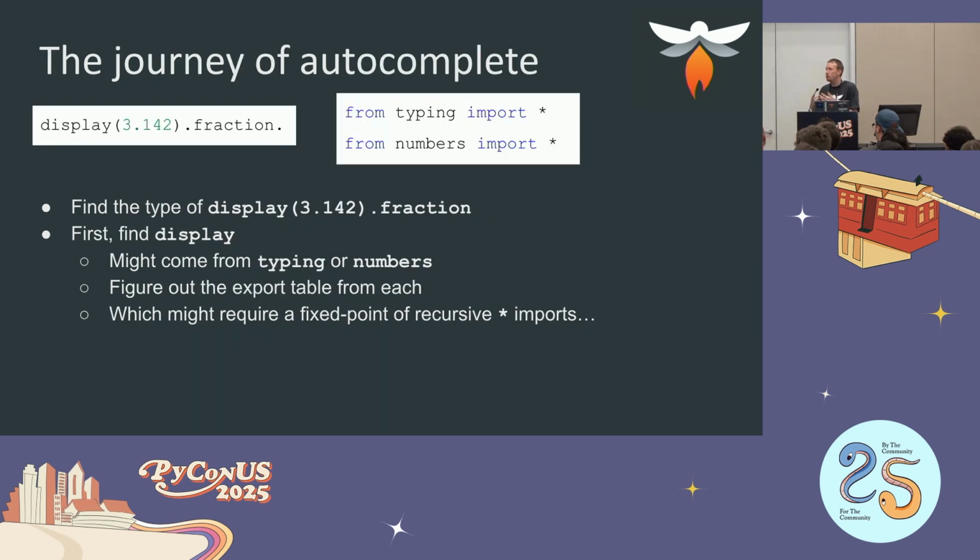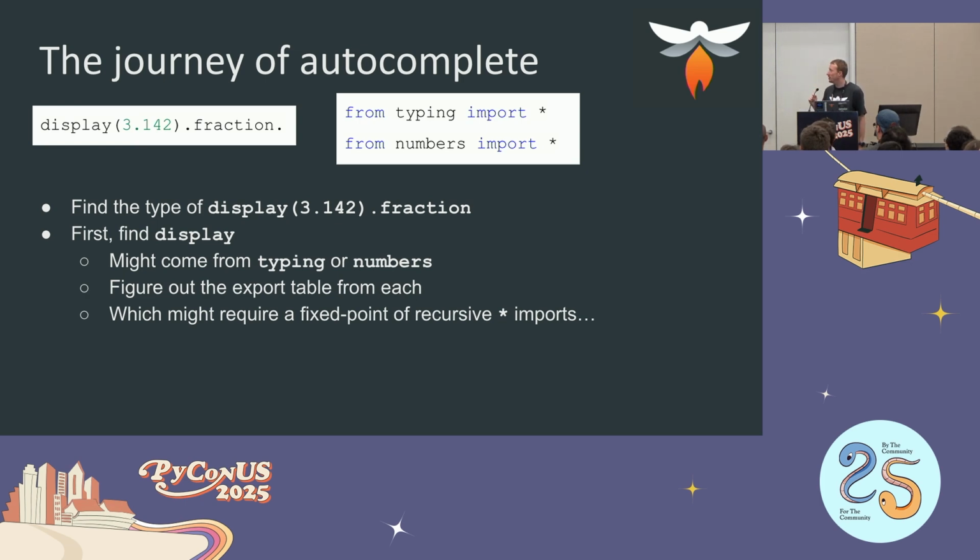I also wanted to kind of draw back, like, what does Pyrefly do? Well, one of the things it does a lot is autocomplete. Let's imagine we've written display(3.142).fraction. and now we need to generate a list of autocompletions. How might we go about that? Well, the first thing we need to do is find the type of the display(3.142).fraction expression, which requires us to first know what we're talking about.